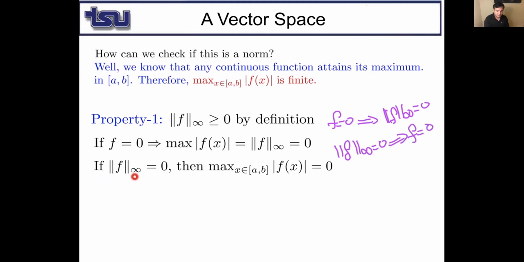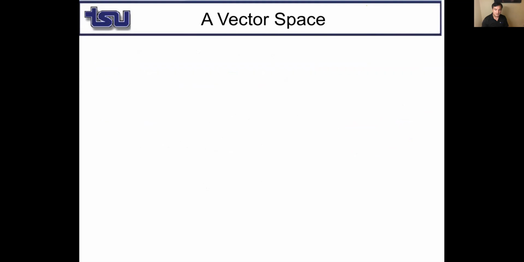So now let's assume that the infinity norm is 0. That means this maximum is 0. Well, if the maximum is 0, f must be 0 for all x values in the domain. Otherwise, the maximum cannot be 0. So this implies that f(x) must be 0 for all x in [a,b]. Therefore, the infinity norm is bigger than or equal to 0 by definition, and f is 0 if and only if the infinity norm is 0. So the first property is satisfied.